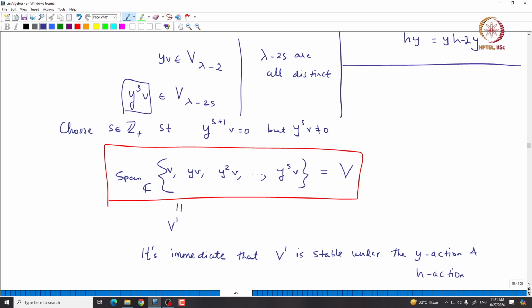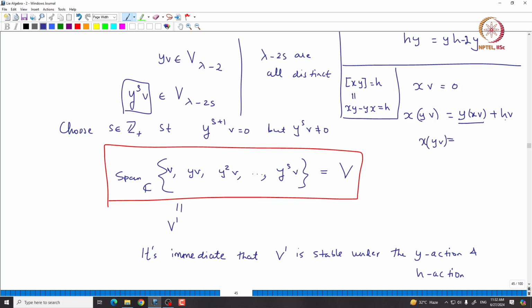So, now we need to just see what happens to x. We know that x v is 0. So, what is happening with x y v? We can use this formula, the bracket [x, y] is nothing but h. That means xy - yx is actually h. If you use this formula, then x y v is nothing but y x v plus h v. Now, you can see that x v is 0. So, x of y v becomes actually h v, but we know that h v is nothing but λ v. So, this is going to give us λ v.